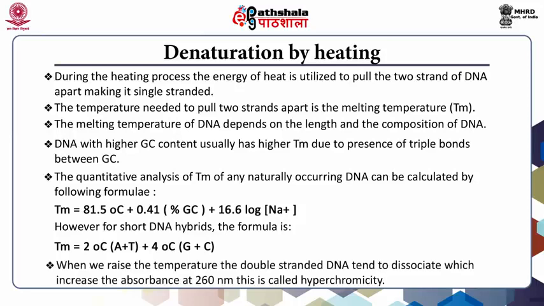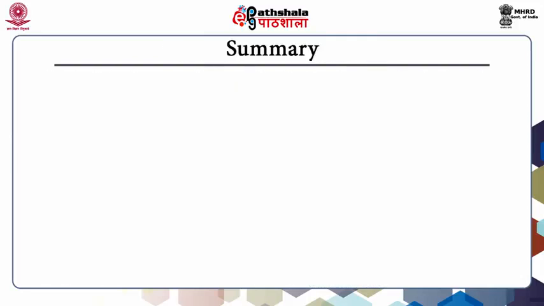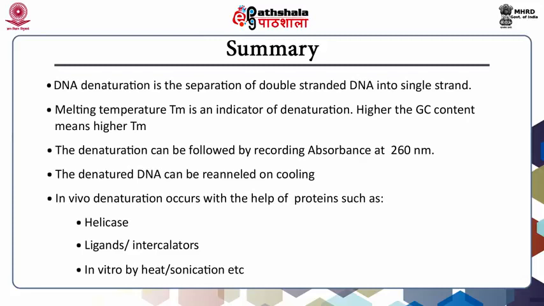When we raise the temperature of double stranded DNA, it tends to dissociate, which increases the absorbance at 260 nanometers, and this is called hyperchromicity. So, hyperchromicity is an indication of denaturation, or the increase in absorbance at 260 nanometers shows the denaturation. So, denaturation can be followed by recording absorbance at 260 nanometers. If a denatured DNA is left as such, it can cool and re-anneal itself.